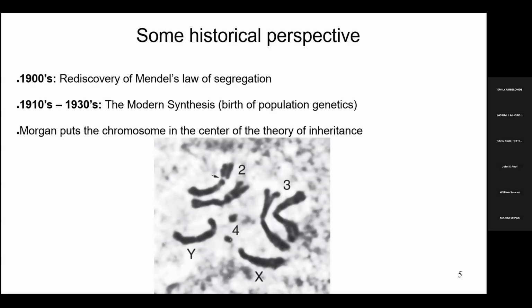And around the same time, Morgan's work on Drosophila chromosomes, that you can see here, actually put the chromosome in the center of this theory of inheritance. And there are consequences of this idea of DNA being organized into discrete pieces. The most immediate consequence that we'll be looking at during this talk is linkage, linkage between sites that happen on the same chromosome. And this is because they will tend to be inherited together over generations.